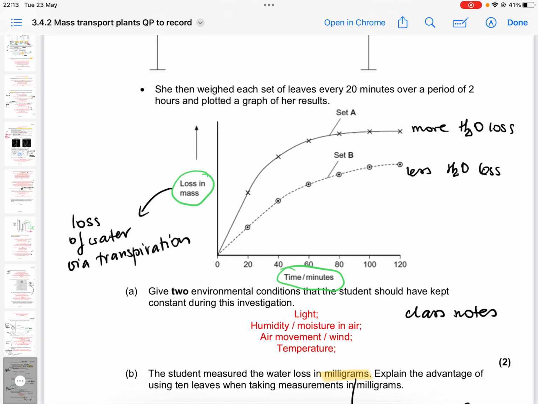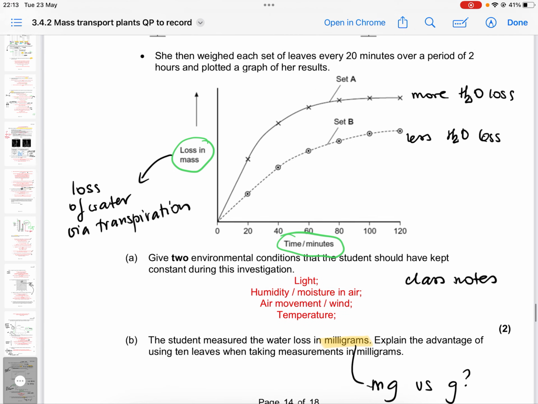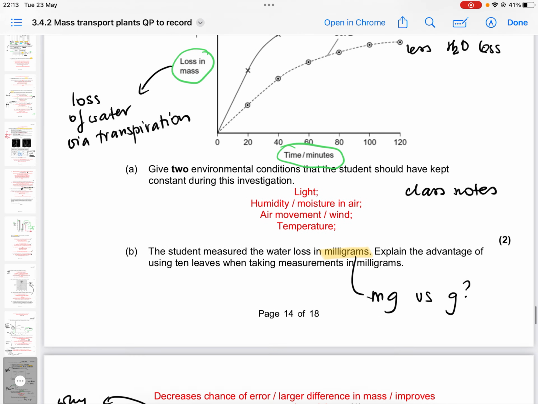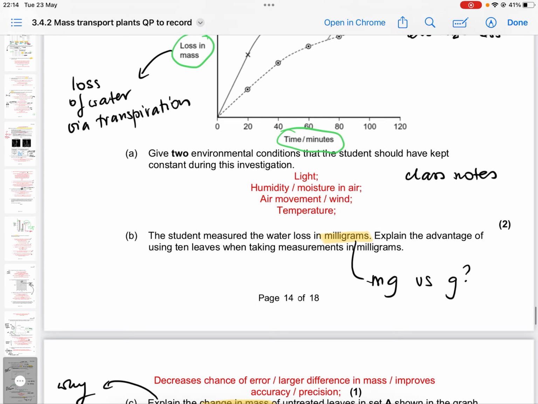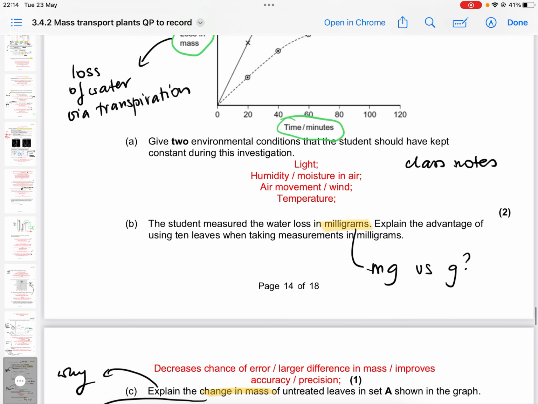The student measured the water loss in milligrams. What's the advantage of that? Well, typically what you would measure would be in grams. Milligrams gives more accurate, more precise results here. So remember, think what's the difference between milligrams and grams? Obviously, a large difference, so it improves the accuracy, gives you precision, and decreases the chances of error.